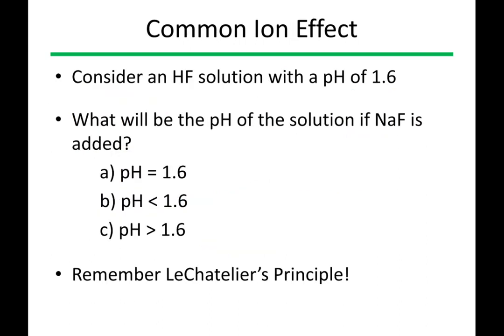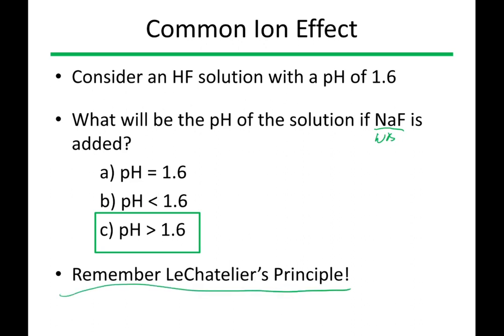So let's look at an example of this. Here we have an HF solution with a pH of 1.6. If we added NaF, its conjugate base, to the solution, what do you think would happen to the pH? Okay, yes, and in this case, the pH would go up. If we're adding a base to an acidic solution, we expect it to get more basic. But with this hint down here, we can also look at this in a little bit more detail.